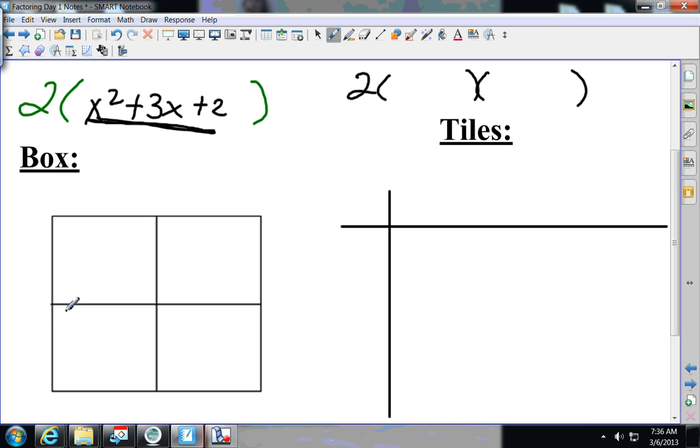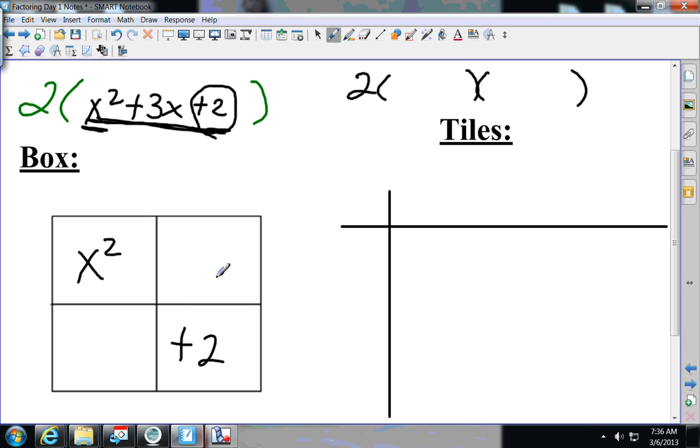So first off, what always went up here in the top left corner when we multiplied? The x squared. So I've got x squared will go right here. Down here was always the what? Just the number, right? The plus or minus. So it's the plus 2 right here. So I'm going to put plus 2.